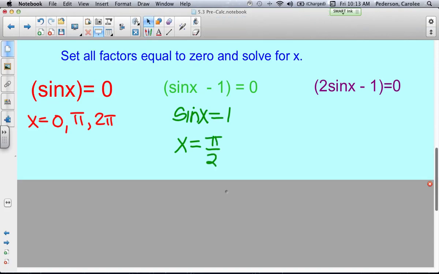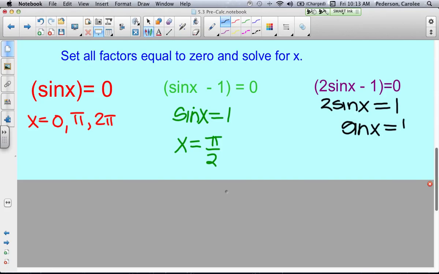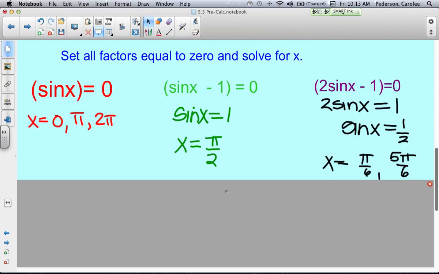Let's use black here. 2 sine of x minus 1, what do I have to do there to undo? Add the 1, and then divide by 2. Awesome. Now we use that unit circle again. When does the sine of x equal 1/2? Pi over 6 and 5 pi over 6, from 0 to 2 pi. Here are our solutions. Here is your assignment.